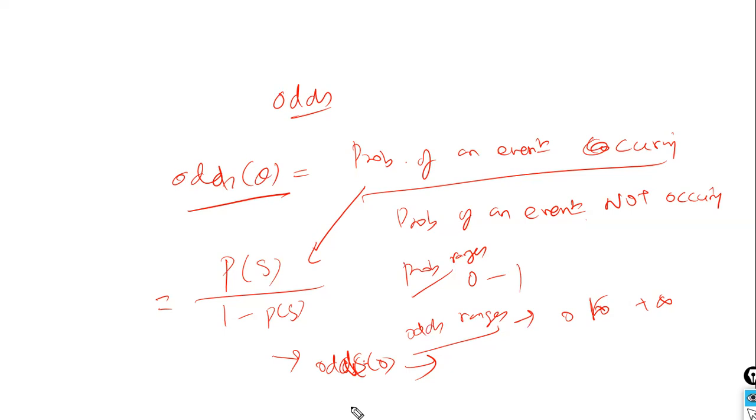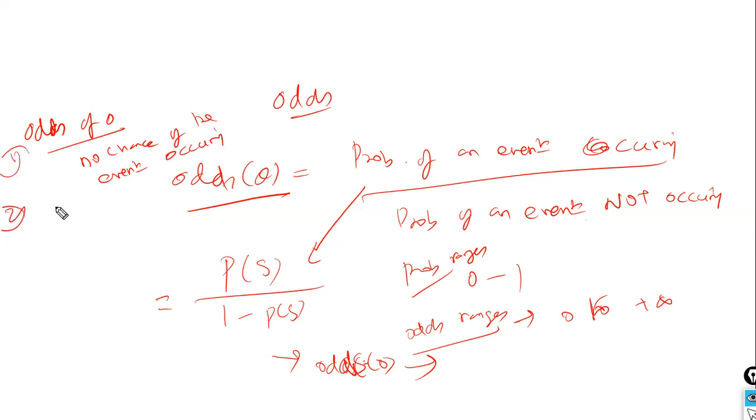Odds greater than 1, what is this odds? Okay, let me do one thing. If odds are 0, what does it tell us? No chance of the event occurring.